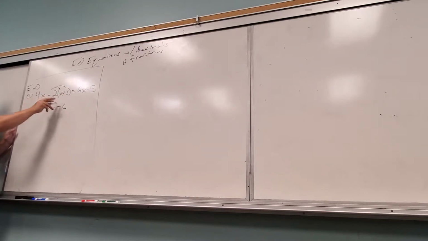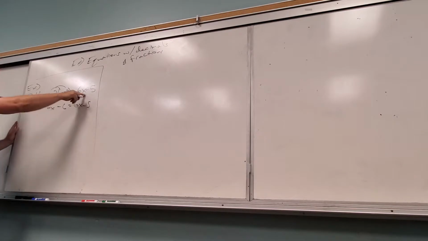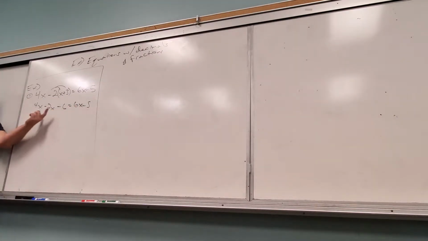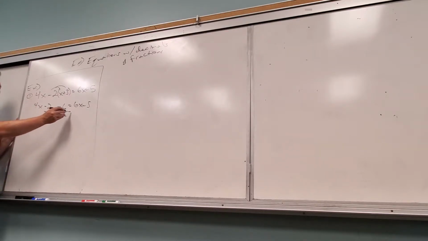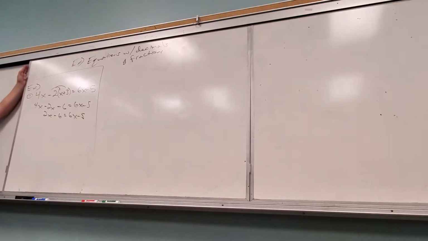Good. Minus 6, right? Negative 2. And this side, nothing to do on that side. Something to do on this side? Yes. 2x. And then here's where you can make a decision, because all you've got to do is get x's on one side, numbers on the other side. It doesn't matter which side.